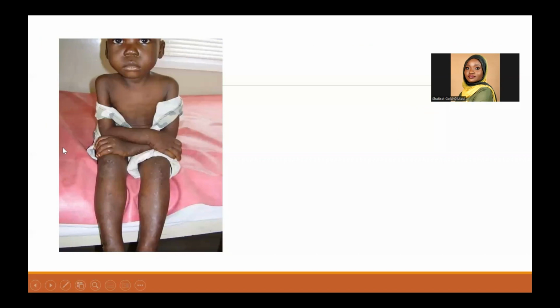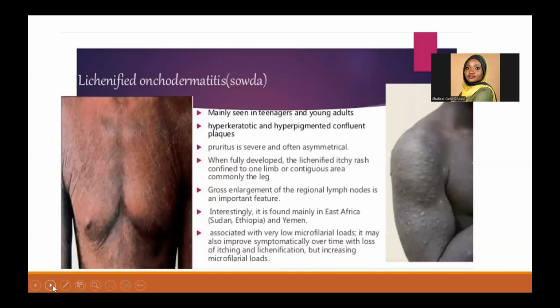This is a child with acute papular onchodermatitis. You can see it usually starts on the legs and the arms, which are the areas typically exposed that the flies can bite. So you see these papules, multiple papules here. Some areas have what we call excoriations and some ulceration, probably from itching and scratching. Again, it looks quite similar to scabies, but there are some subtle differences which we'll also discuss.